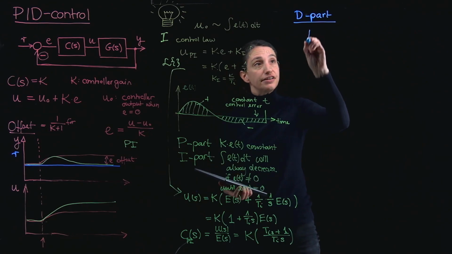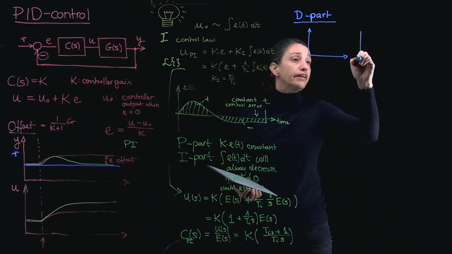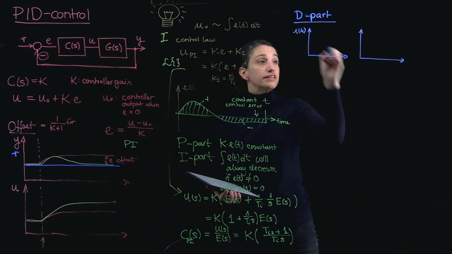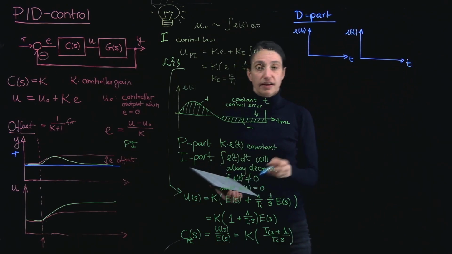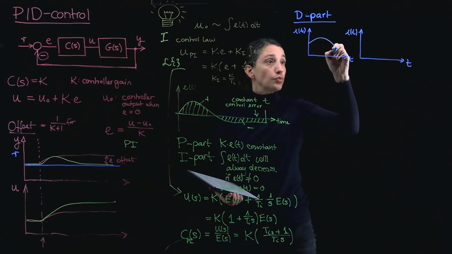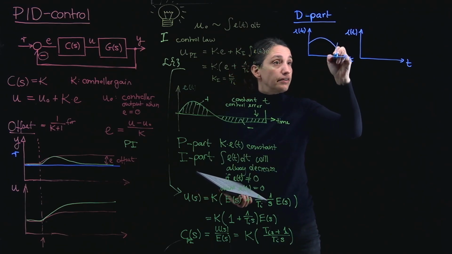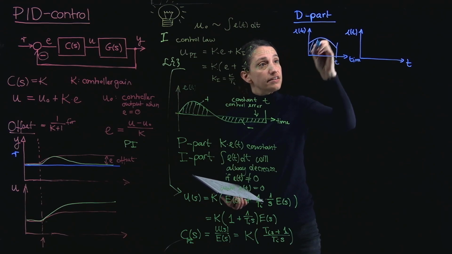Or, well, the motivation to use the derivative is the following picture. Think about two control scenarios. You have E of t as a function of time. So this is our error signal as a function of time. So we are starting off here, and we move along. And we're looking here. This is again a function of time. At this point in time, we have considered the integral here.